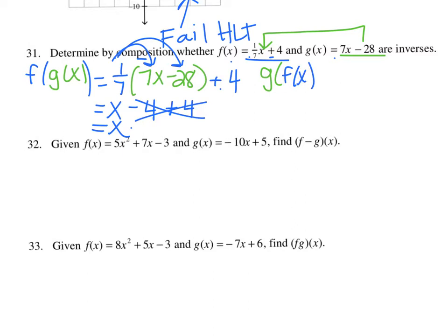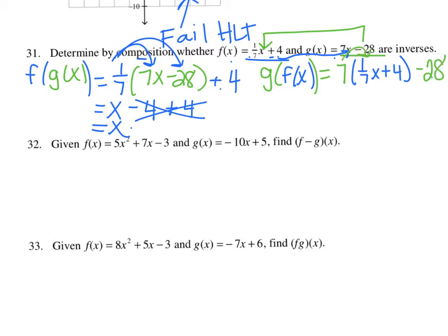So we're going to plug the f function into the g function. So here's what that'll look like. We'll take the 7, and then we're going to take the blue function, all of that, and we're going to put it right there for x. So we're going to plug in 1/7 x plus 4. And then we'll finish copying the rest of the g function.